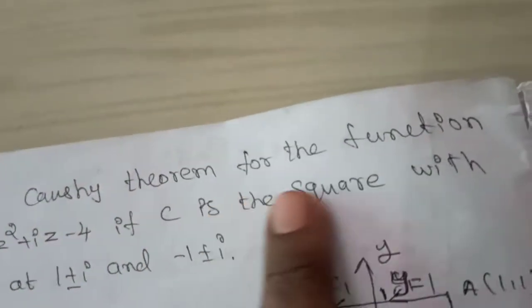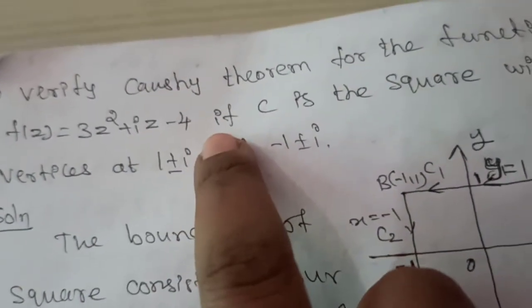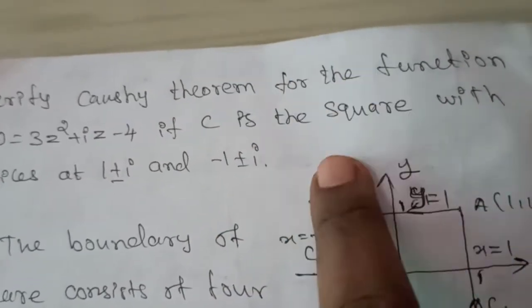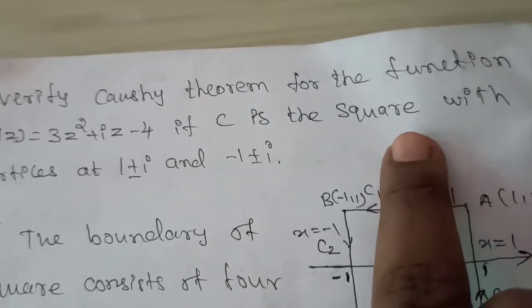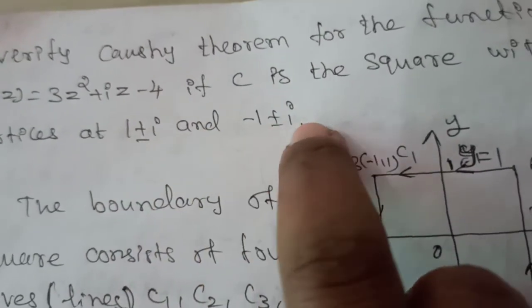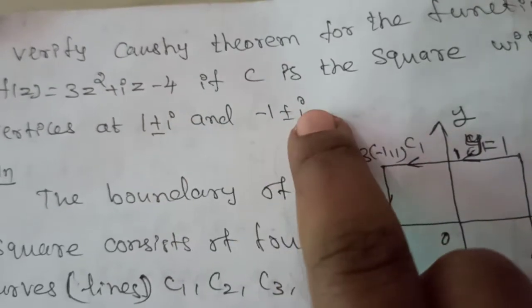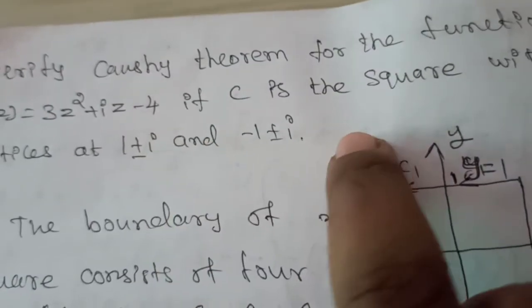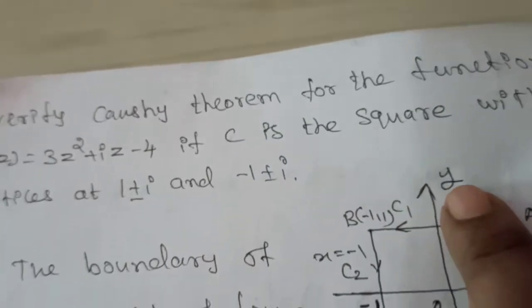I want to mention that we are using Cauchy's theorem, and the function f(z) is given. A previous problem only asked about a circle, but this problem asks about a square. So C is a square with vertices 1 ± i and −1 ± i. That is, the real values of x are 1 and −1, and the imaginary values of y are plus 1 and minus 1. The vertices are given.